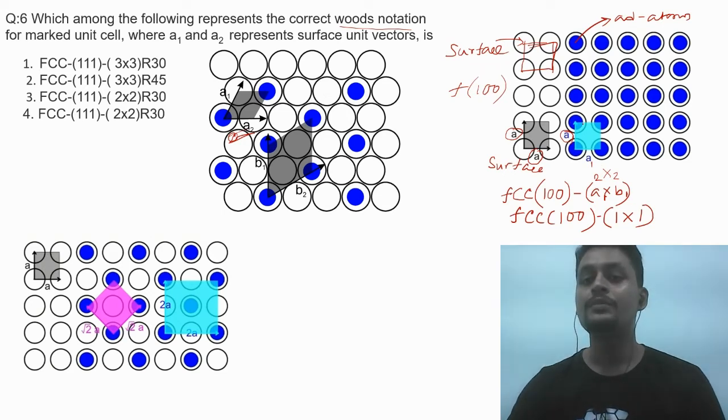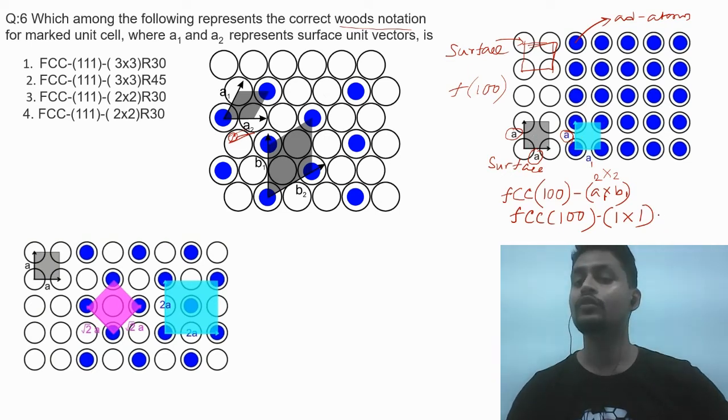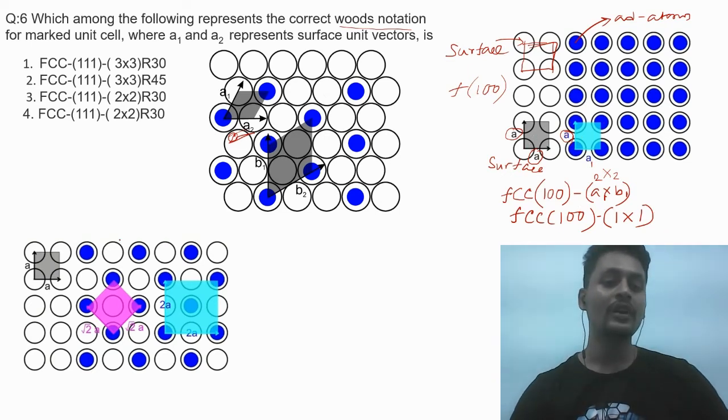Okay, but if the surface vectors and the add atom vectors are completely parallel, there is no angle it is making with the surface unit cell. So that time we don't need to mention it. Now come back to these two.